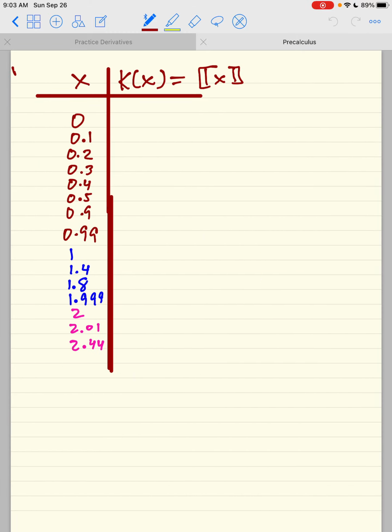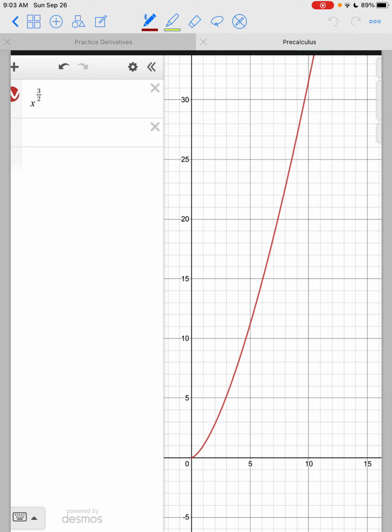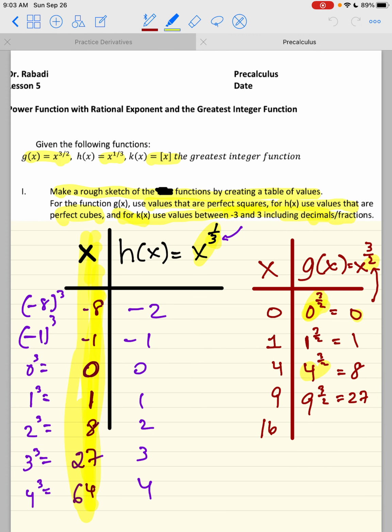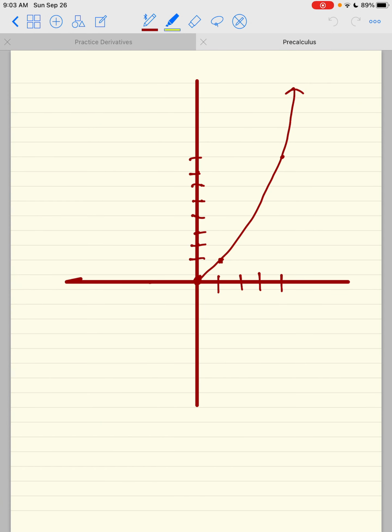And I also was able to use decimals for this. And as you can see, it looks like a beautiful increasing function. Okay? That's because the power is really, think about it for a second. What does 3 halves mean? 1.5. So it's not quite a straight line because it's not x to the first. So it moves like that.